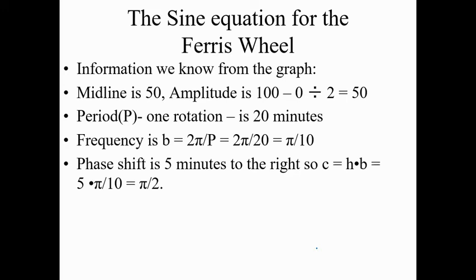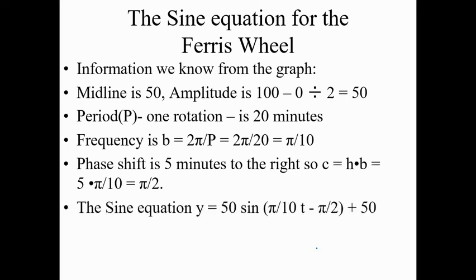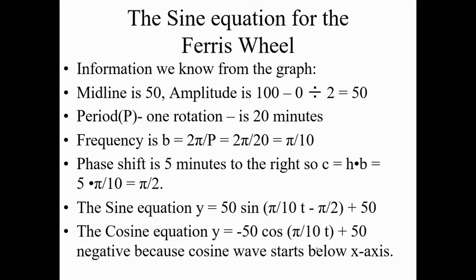That's if we were doing the sine wave, okay? So notice we have 5 minutes, that's a pi over 2. And then again, the cosine wave is negative because the cosine starts at the minimum, okay? It starts at the minimum.